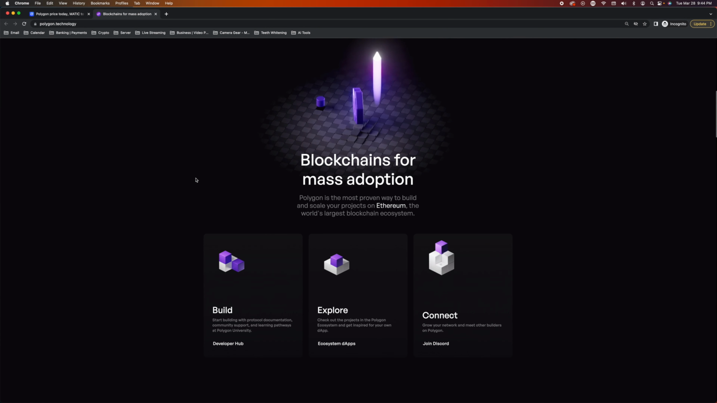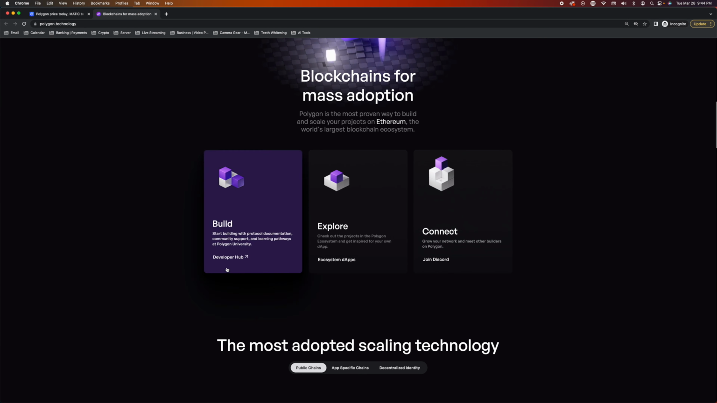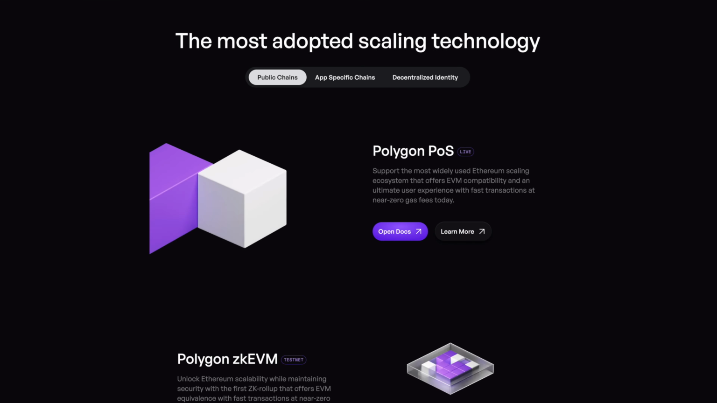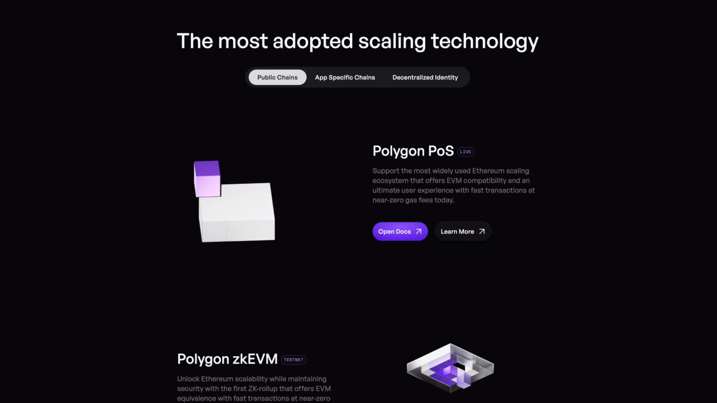So here we go. We'll even take another little look here. Start building with protocol, documentation. Again, you can build, you can connect using Polygon. I think one of the interesting areas is the partnerships that they have. They have partnerships with Meta, which was Facebook. They have partnerships with Disney and tons of others that you would probably have heard of.